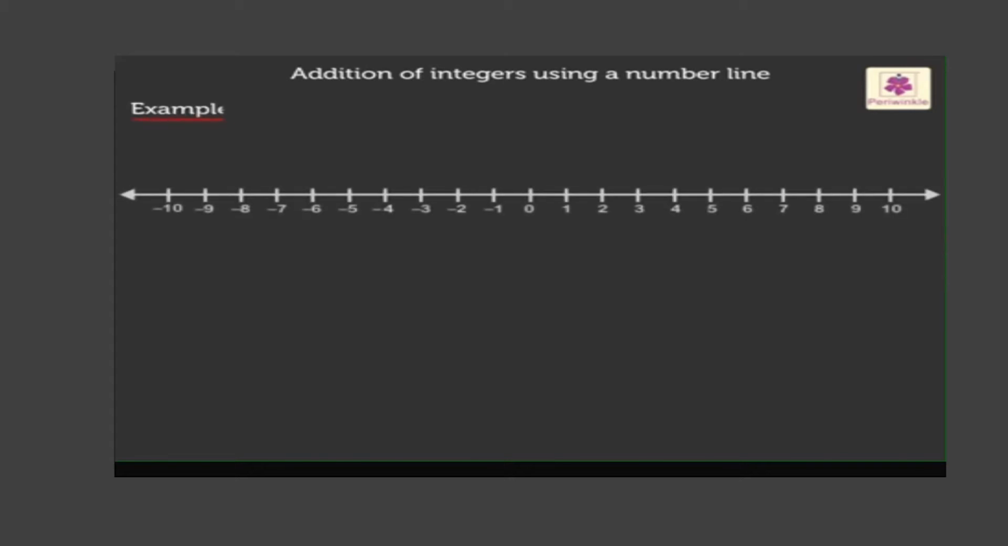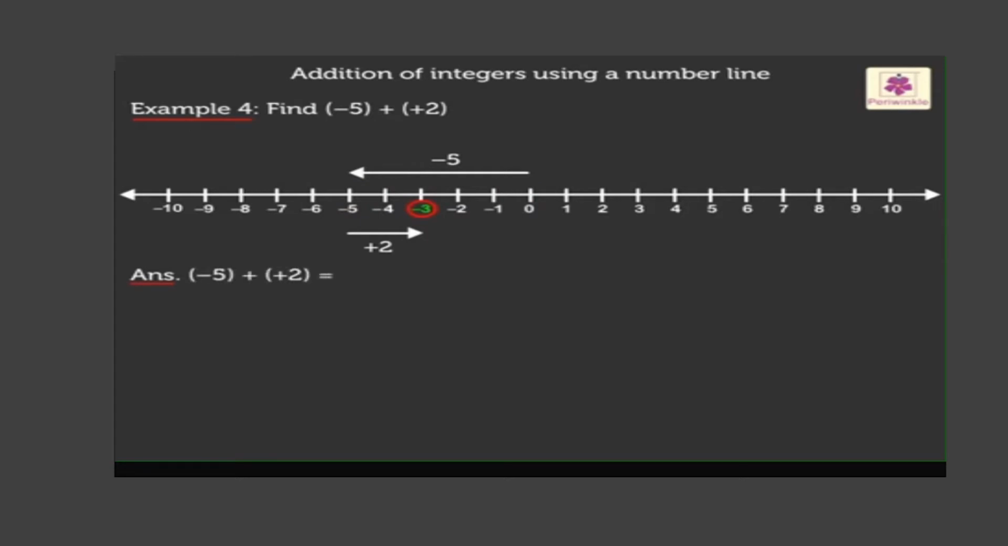Lastly, example 4. Find -5 plus +2. Start from 0 and move 5 places to the left, that is in the negative direction. Look, we have reached -5. From -5, we move 2 places to the right and reach -3. Thus, we get the answer as -5 plus +2 is equal to -3.